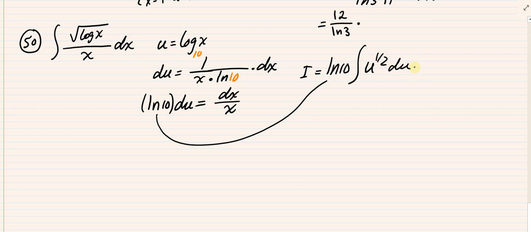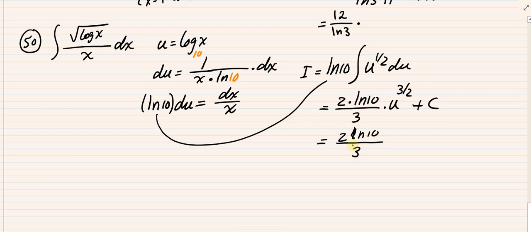Good. Now the integral of u to a half would be u to 3 halves divided by 3 halves, so I can write it as 2/3 in front times u to 3 halves plus a constant, because these are indefinite integrals. So all said and done, going back to the original variable of integration, which was x, we're going to have to end up with x. So that's 2 natural log of 10 over 3 times log x to 3 halves.